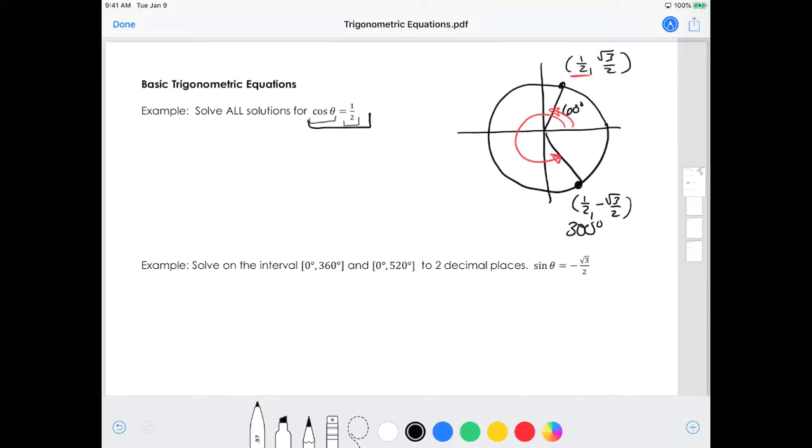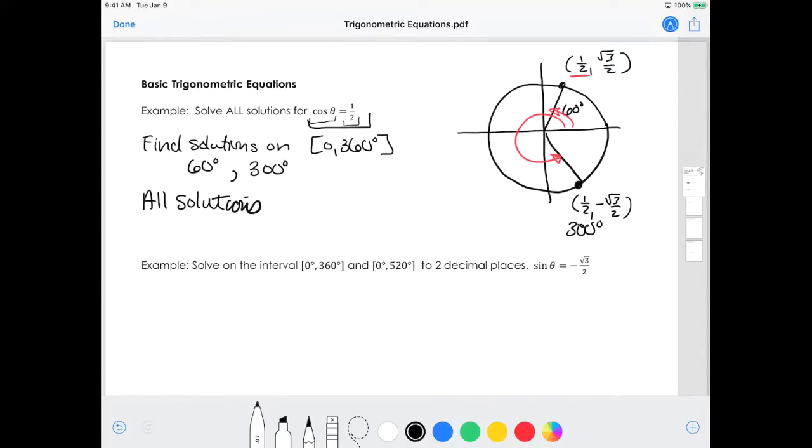Now that's just on the first rotation. So if I asked you to find solutions on the interval 0 to 360 degrees, that's asking for just the first rotation. And my answer to that would be 60 degrees and 300 degrees because that's where my x coordinate of my ordered pair is 1/2.